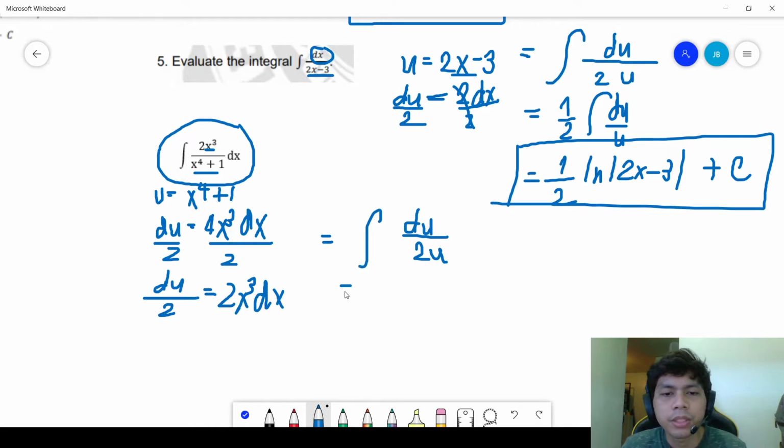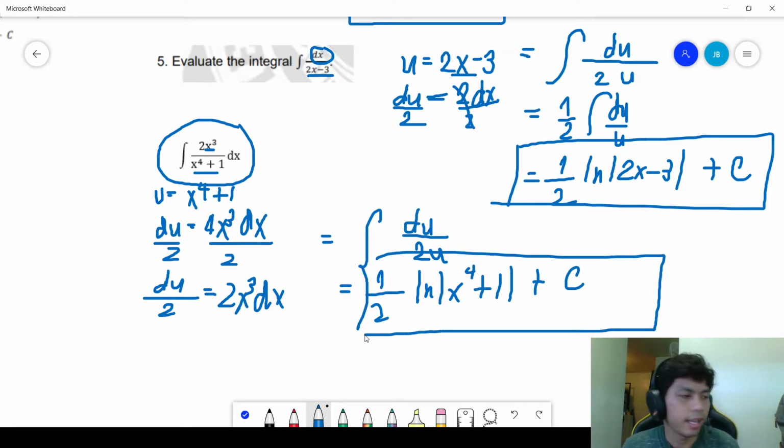Okay, now same as your previous example, you will have 1/2 integral of du over u. That's 1/2 ln of u, so your u is x to the power of 4 plus 1, plus c. Now this is your final answer. All right, let's see if I have more examples for logarithmic equations, the simple ones. Okay, I think that's it for now.